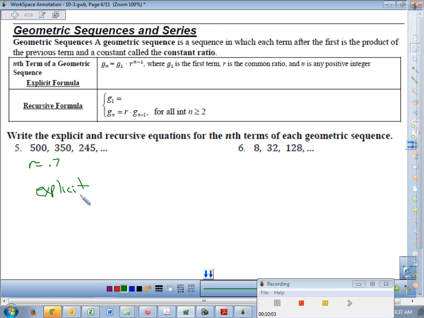Explicit, label it first. If you're ready to drop that formula, you can. But I'm telling you, when things get all mixed up and you get stuck in a jam and you're kind of like, what am I supposed to do? Write the formula down first. Cool? But if you don't need to, that's you. G sub n will equal the first term. What's the first term? 500 times the rate, which is 0.7 to the n minus 1 power. Done, right? Cool with that? Recursive.